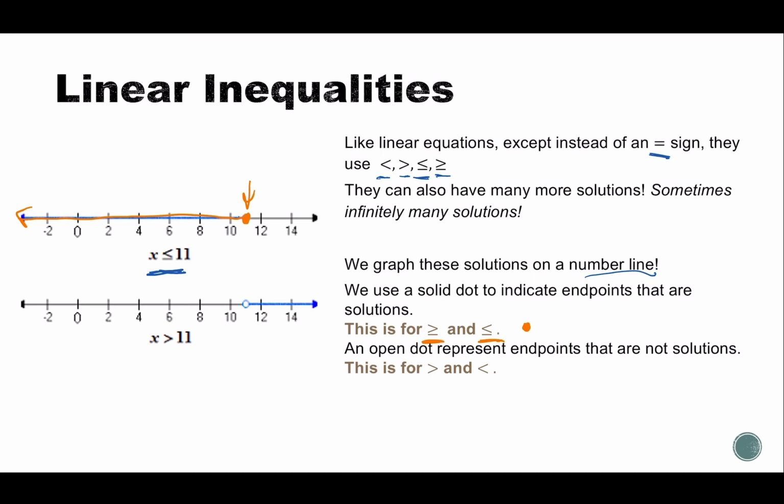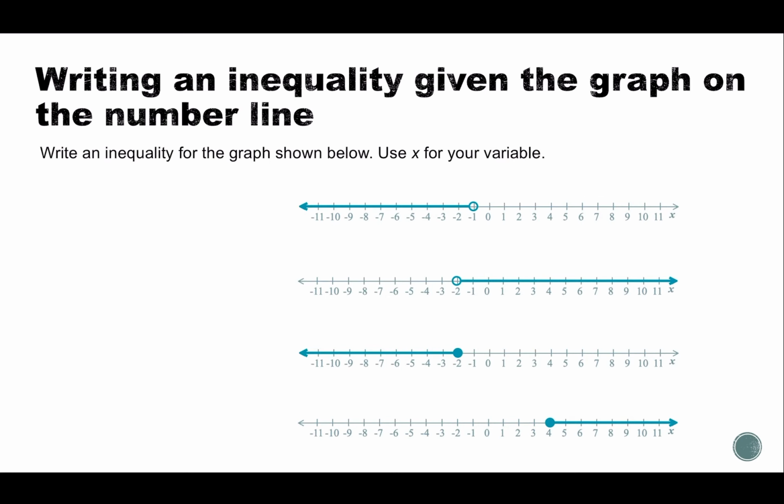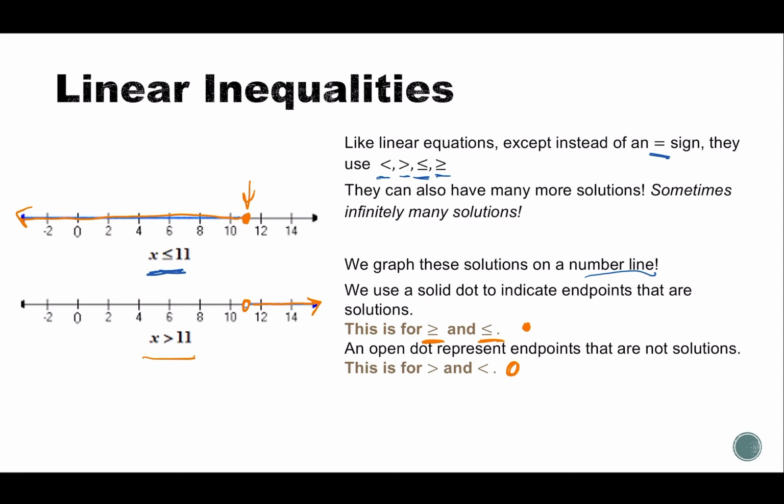If I have x is greater than 11, x has to be strictly greater than 11, right? So 11, my endpoint's not included, so we use an open dot, right? Because 11.1 is included, 11.0001 is included, but just not 11. So that's going to be our key takeaway.